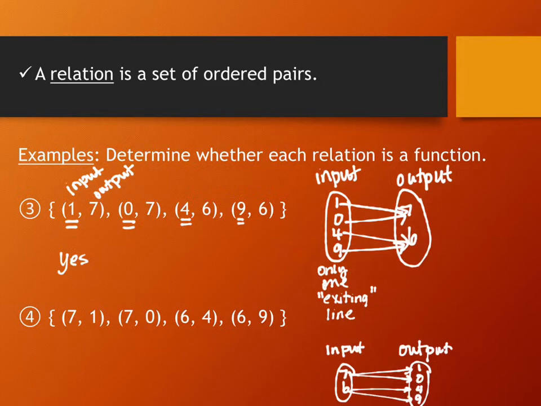It's not a function because at least one input, in fact both of them, exited twice and went in two different directions, right? So this one is not a function.